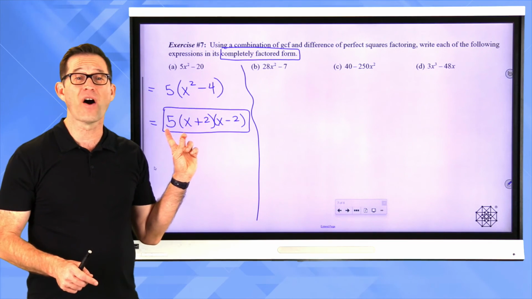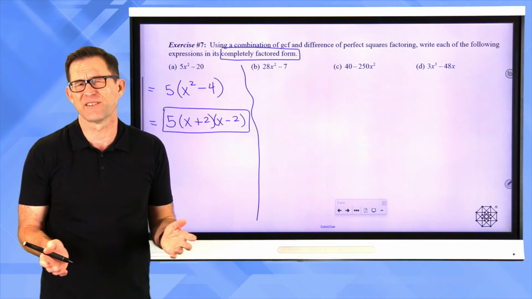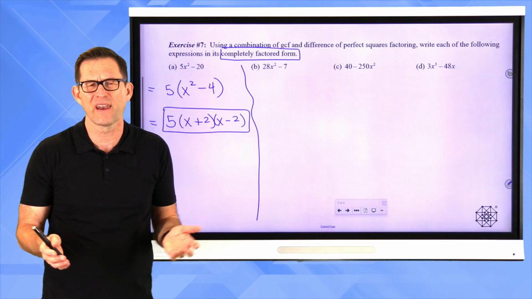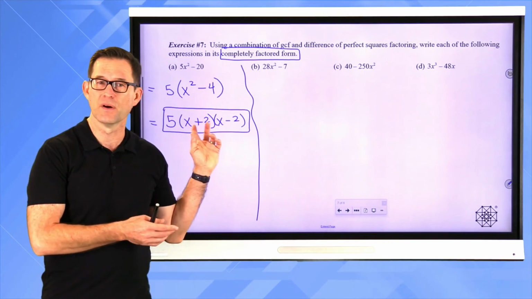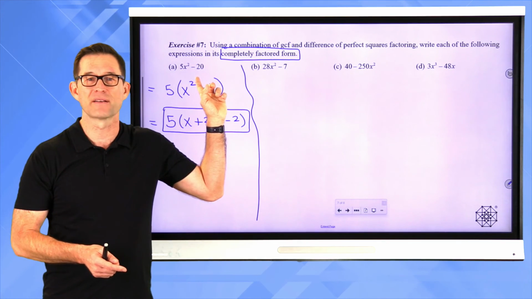So if suddenly this 5 just vanishes because you're like, well, it's a 5, it's a number, I don't need that, I just need the variables. No, that's a problem, right? Without the 5, I could never get back to this.